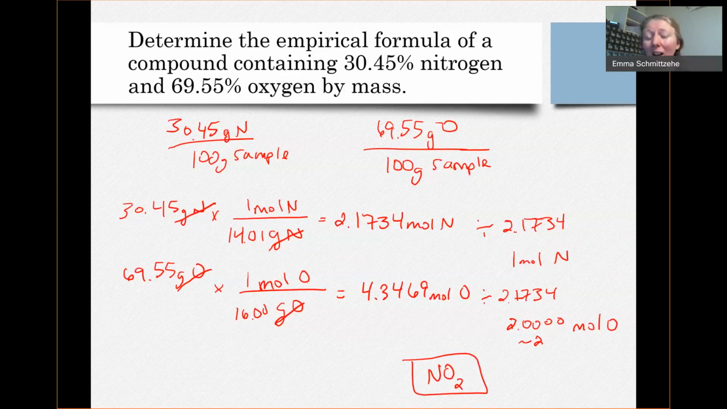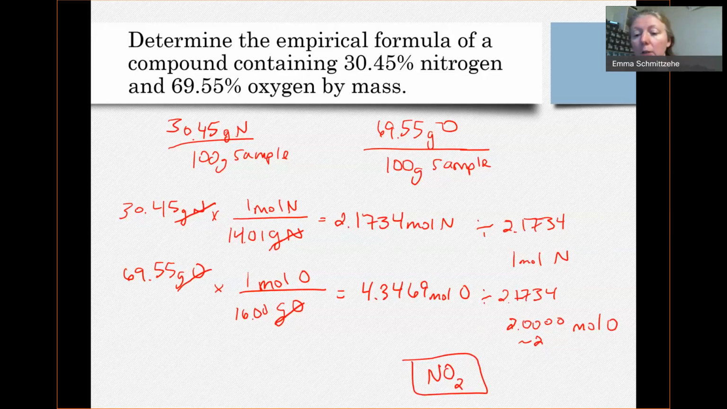It may or may not be the molecular formula. Whereas on the previous slide, we had vanadium and oxygen. That was a metal and a nonmetal. Usually that then is not only the empirical, but the molecular formula. Okay.